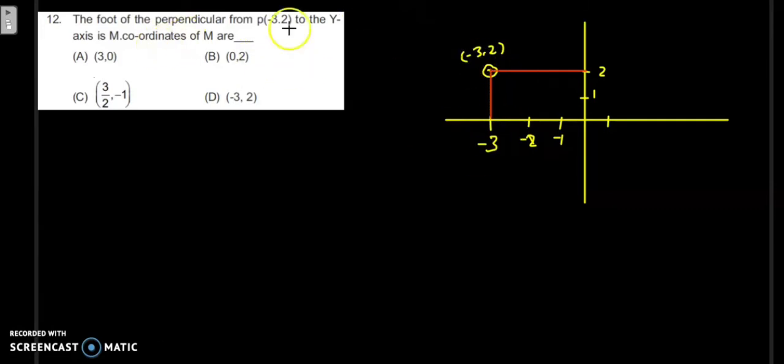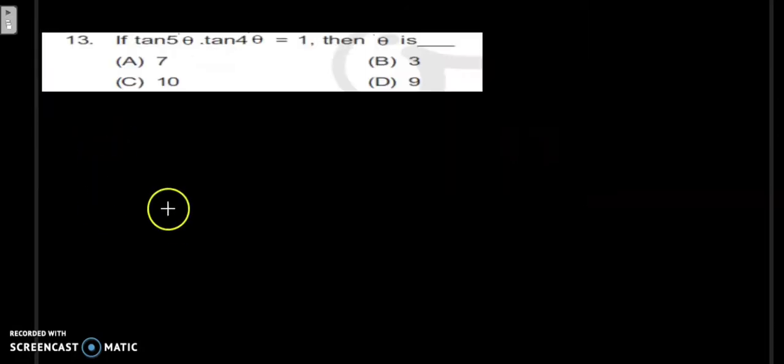You have to find the point on the y-axis. On the y-axis, this is the point, and the coordinate of this point M will be 0, 2. So your answer is option B.